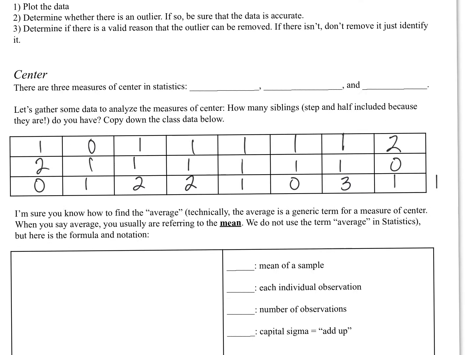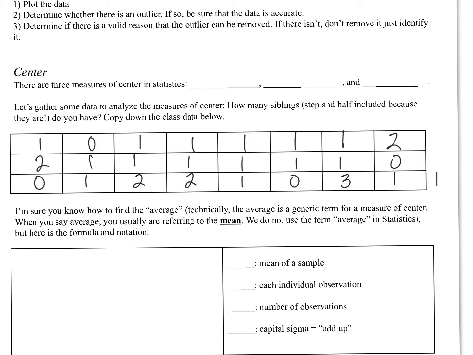The next thing we're going to talk about is center. There are 3 different ways you can technically measure the center in statistics, and that is through mean, median, and mode. We're going to talk about each of these individually and then discuss them all at the end. So in this table, I have gathered data on how many siblings, Steph and Half included, of a class, and we've copied it down below. I did have 25 students, so there is a single piece of data outside that you're going to want to make sure you include.